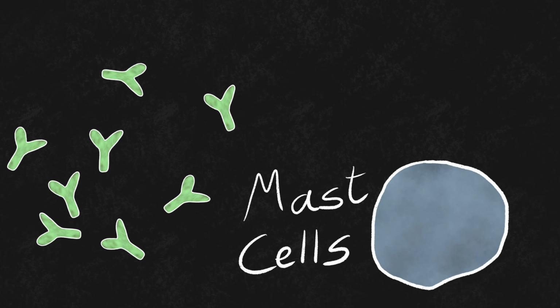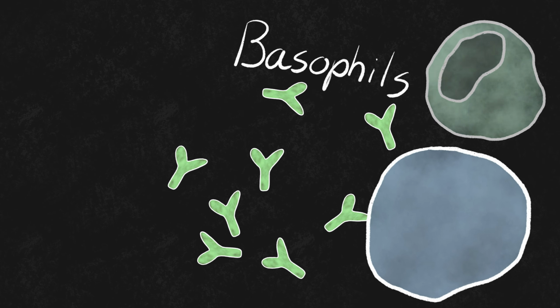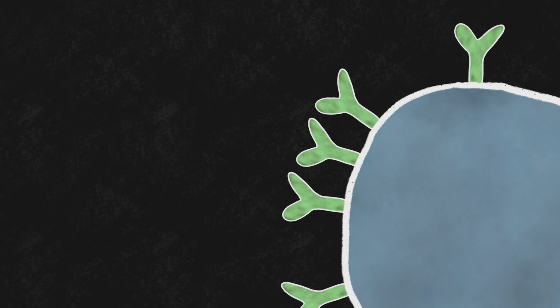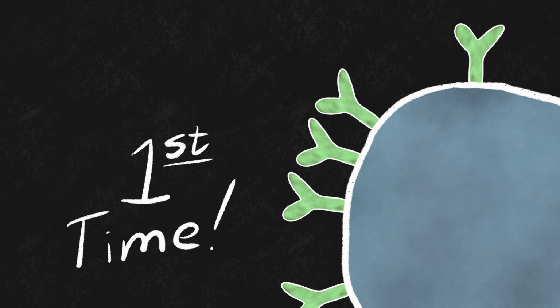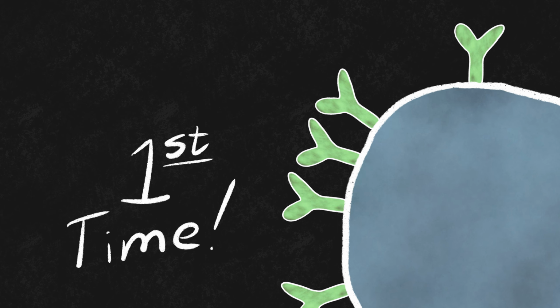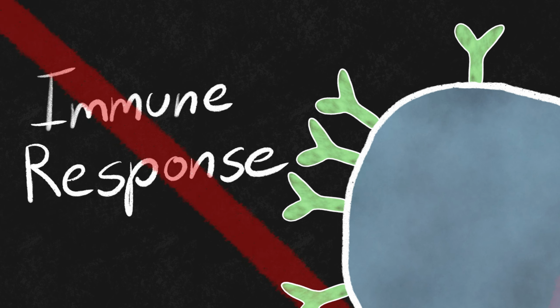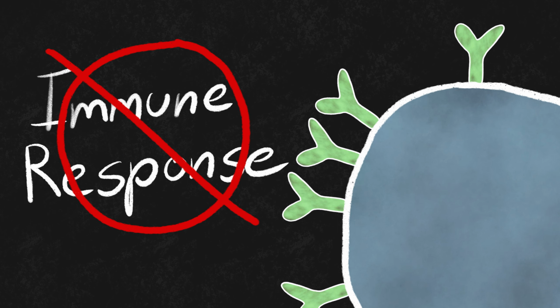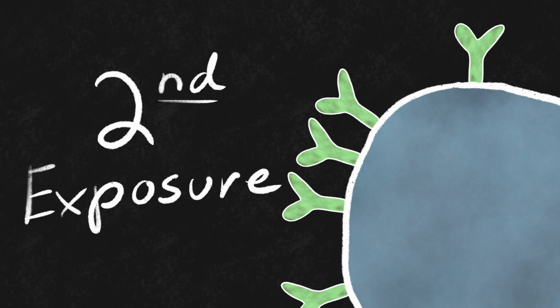Once this happens, the IgE then goes throughout the body to find mast cells and basophils, and then proceeds to bind to them. This is what happens the first time you are exposed to an antigen, and it's a process called sensitization. During this first exposure, however, there was no immune response. All of the changes are during the second exposure.